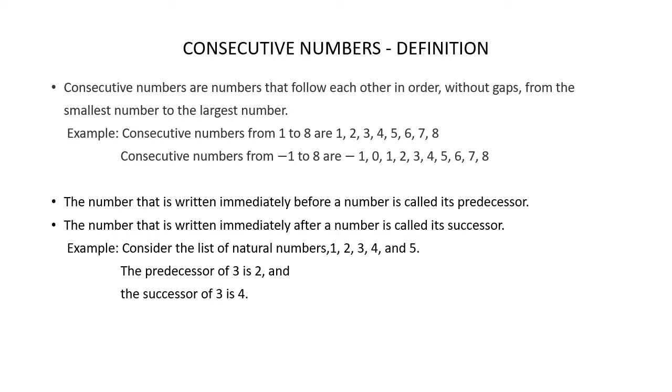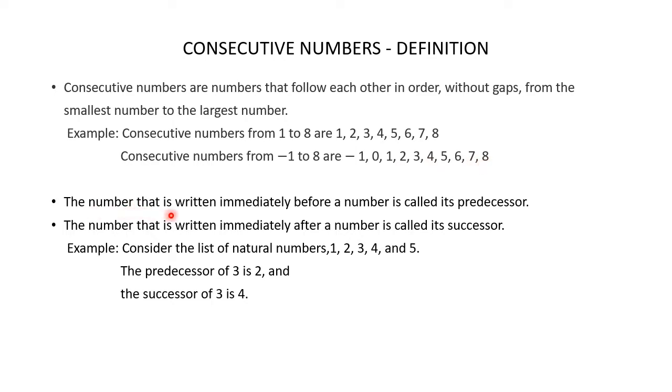There is no gap. For example, consecutive numbers from 1 to 8 are 1, 2, 3, 4, 5, 6, 7, 8. There is no gap and the numbers follow each other from the smallest to the largest number. Similarly, consecutive numbers from -1 to 8 are -1, 0, 1, 2, 3, 4, 5, 6, 7, and 8.